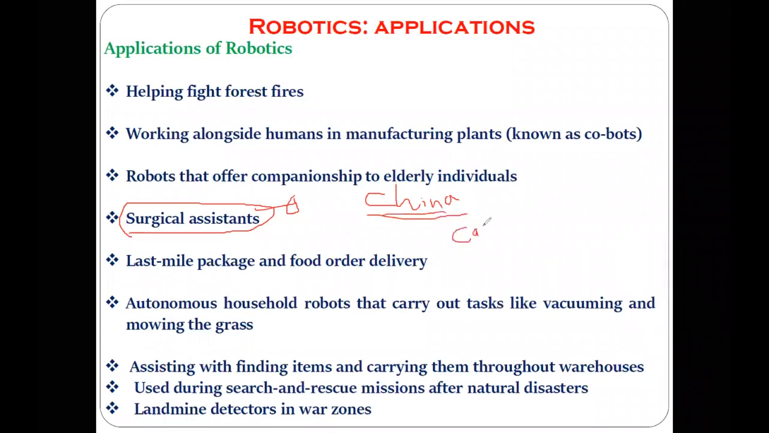Doing surgeries and operations related to cancer is a very complicated thing, where robots can now also be utilized to do this kind of surgery. Then it can also be applicable for package and food order delivery. Food delivery services, it can be utilized. Then it can be utilized for household purposes, like vacuuming and mowing the grass. What do you mean by vacuuming and mowing the grass?